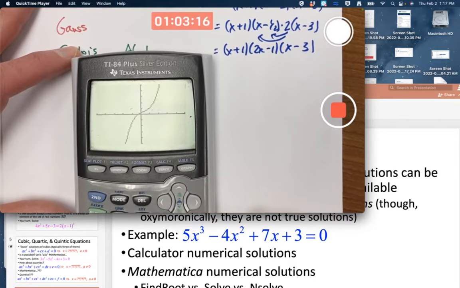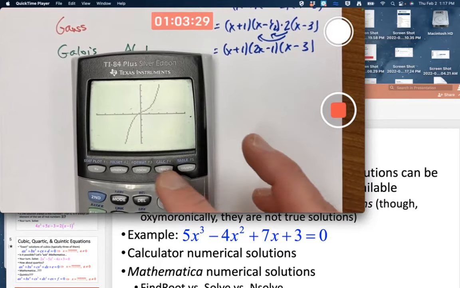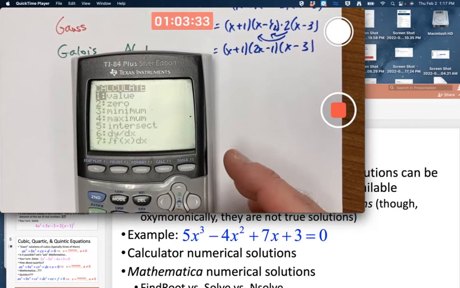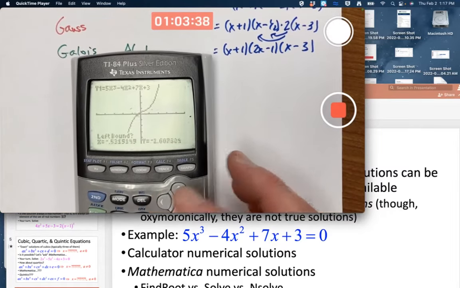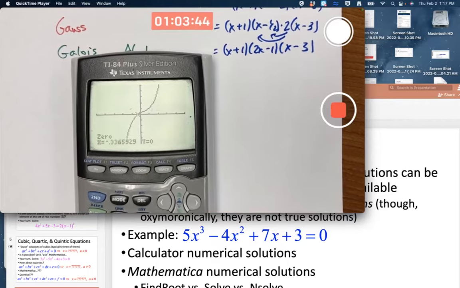Looks like there's only one real solution, right? It's a cubic, and there's no local max or local min. There is an inflection point. Looks like there's just one real solution. What is it approximately? We can go to the calculate menu and go to the zero. Give a left bound for your guess, give a right bound, and give a guess. Calculator is saying it's about negative 0.3365929.